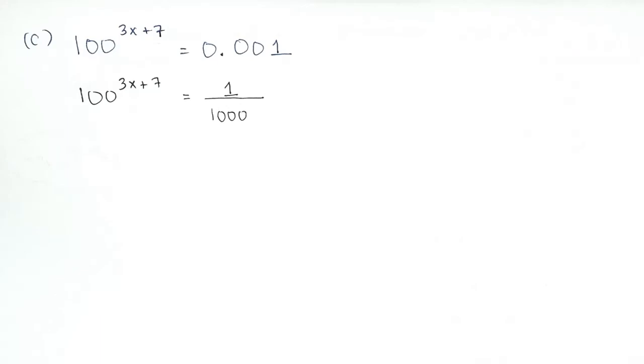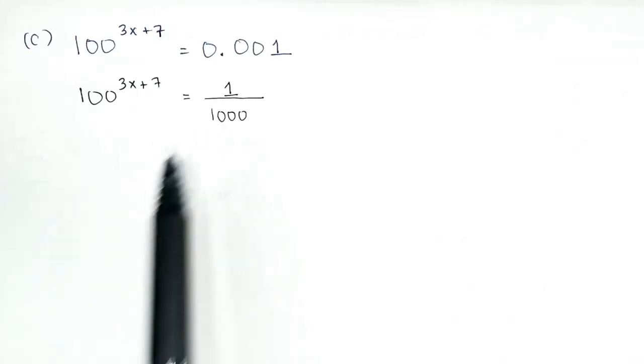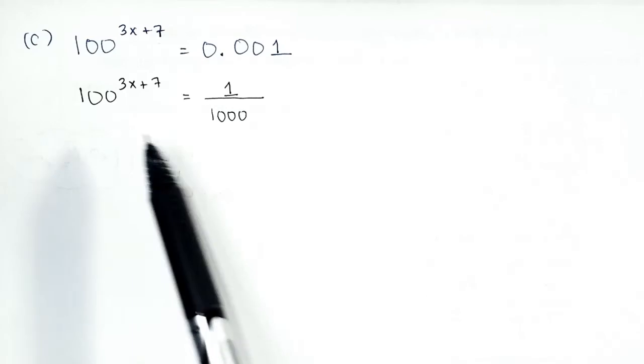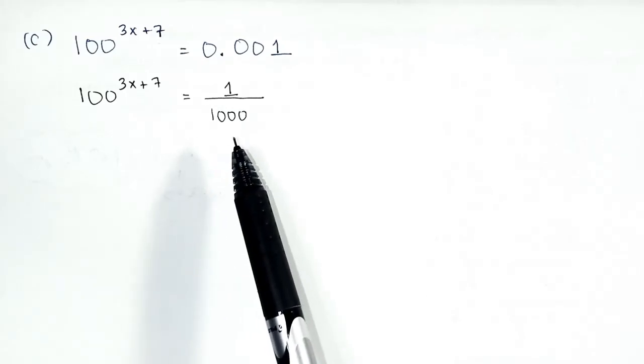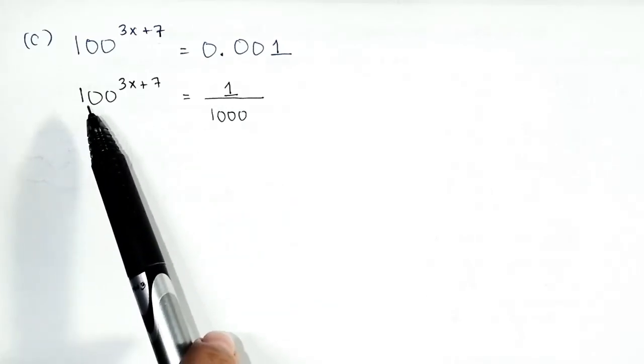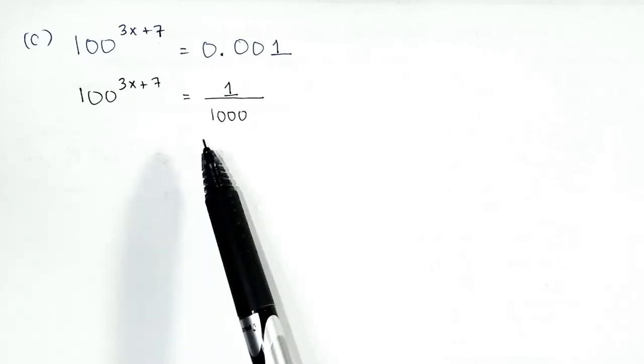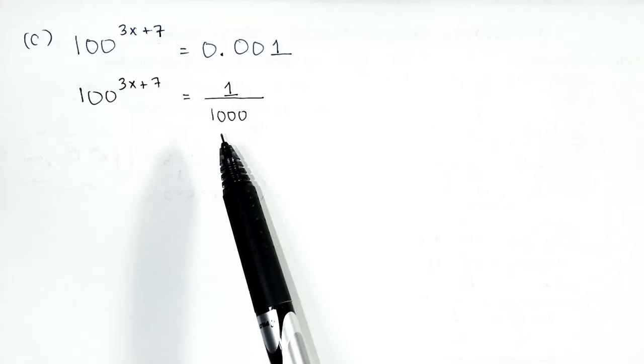So now the question is exponential equations. Our first goal is to fix it so both the left and right side are written in terms of the same base. The base on the left is 100, and I don't think we can write this 1,000 as a power of 100. But 100, I think we can write in terms of base 10. And if I keep my cool, I think 1,000 is also in terms of base 10.